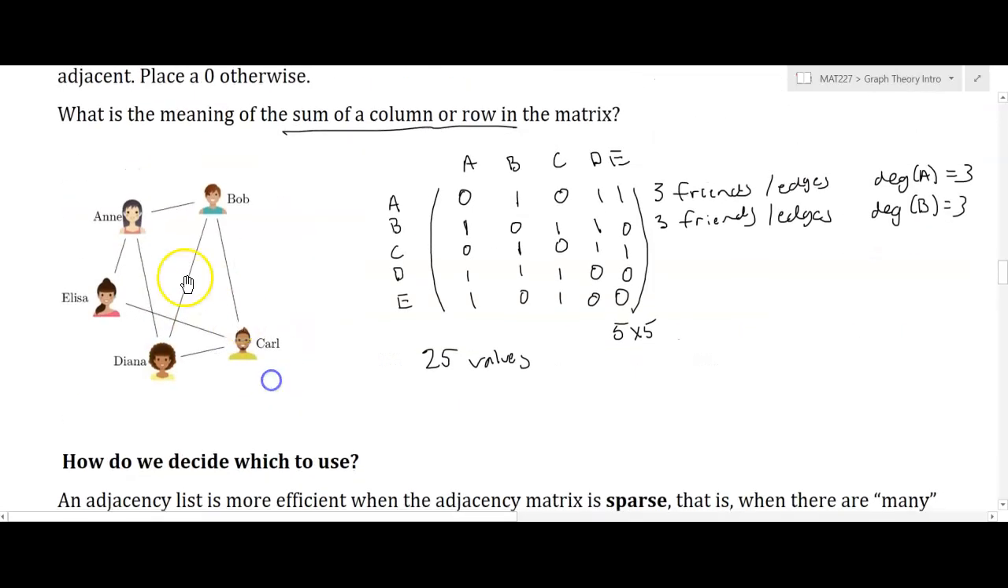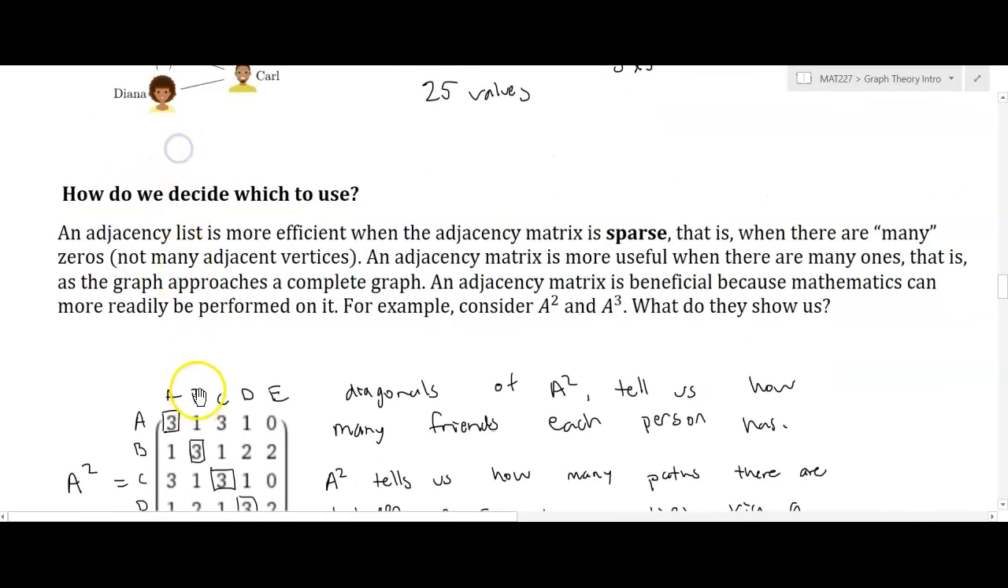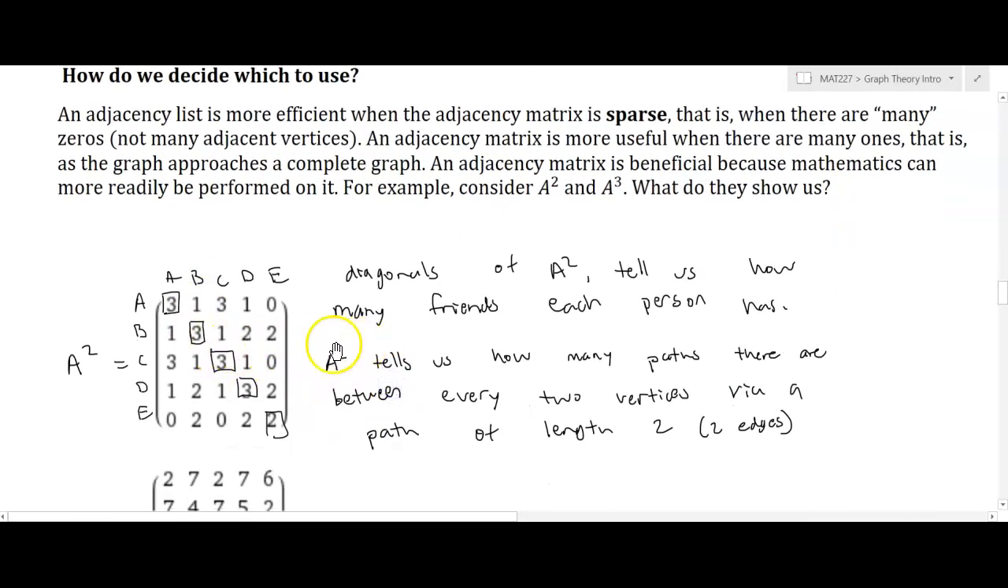And let's see how that would work. So to get from Ann back to Ann, I could go Ann to Bob to Ann. Because I've traveled from Ann to Bob, I've taken this edge right here. But to get from Bob back to Ann, I've taken a second edge, which is the same one, to get back to Ann. Ann to Diana to Ann is a second way. Ann to Elisa to Ann is a third way. And so in essence, even though it's really telling us how many paths there are between every 2 vertices via a path of length 2, it happens to be for the diagonals that's the number of friends each person has.